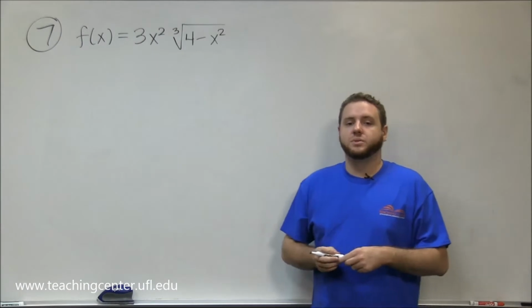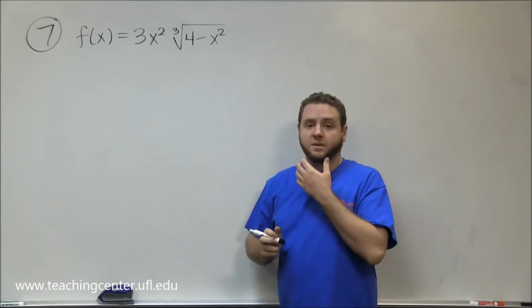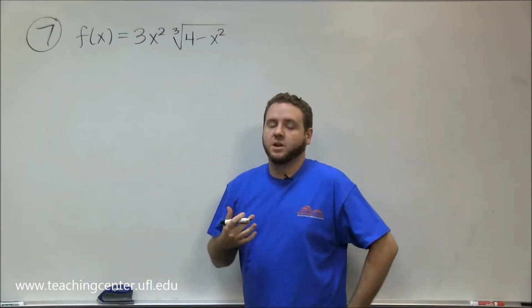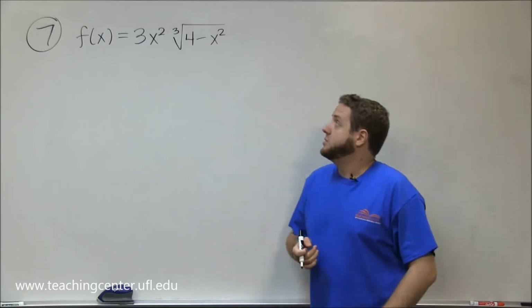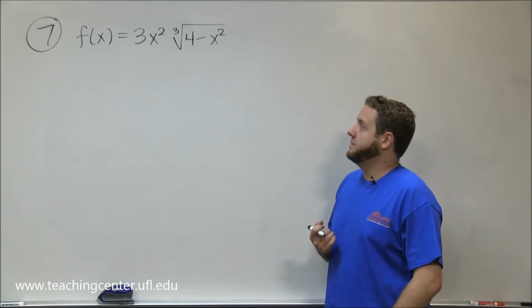7, we're asked to do a couple things here. We need to first find the derivative of this function, and then we need to find where the function has horizontal and vertical tangent lines. So first, let's think about how we're going to tackle the derivative here.